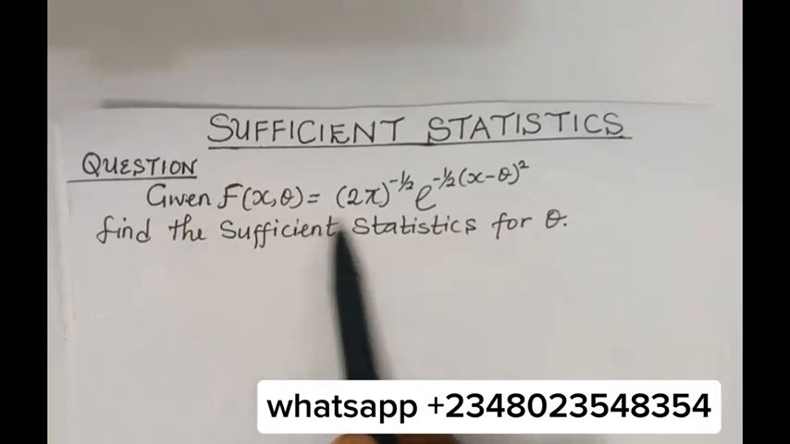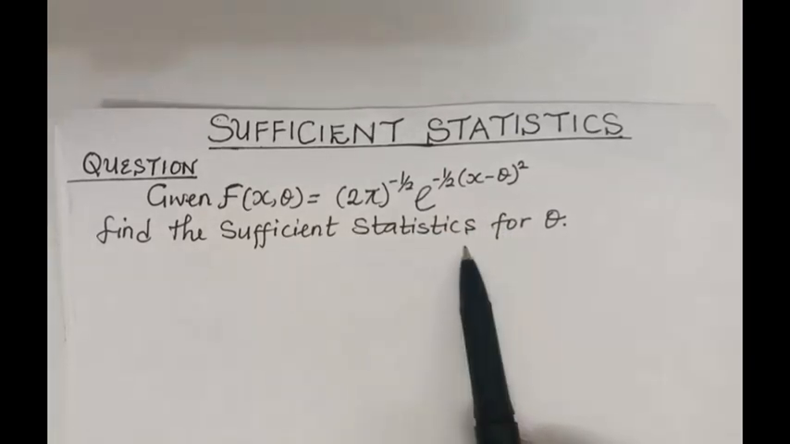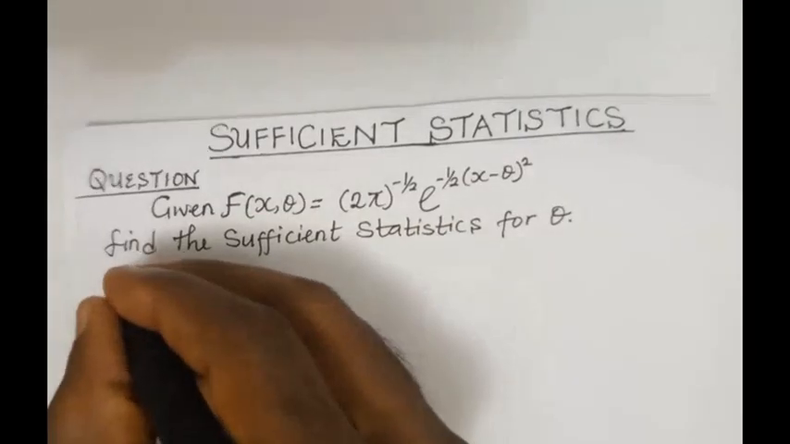Given the distribution, this is a normal distribution. Find the sufficient statistics for theta. Solution.